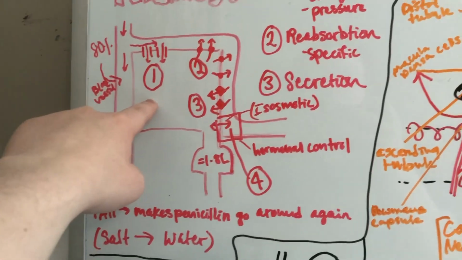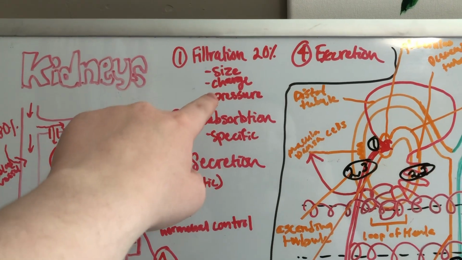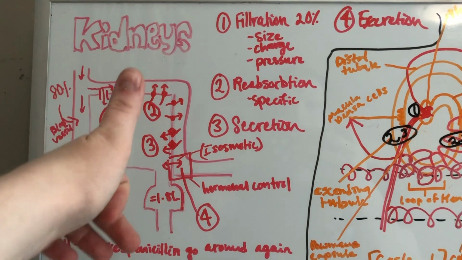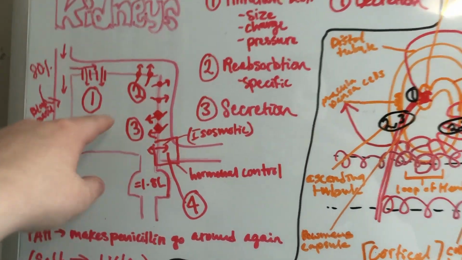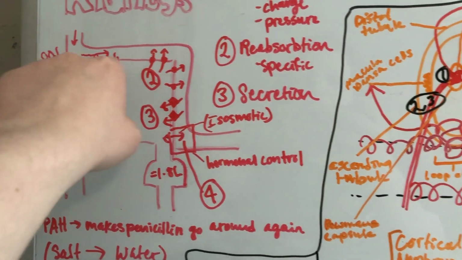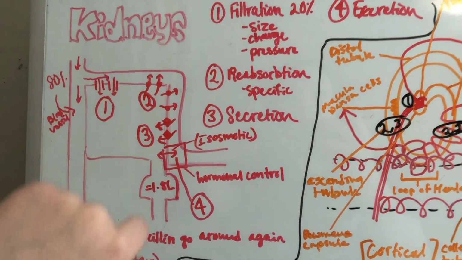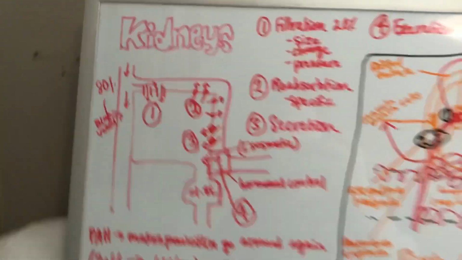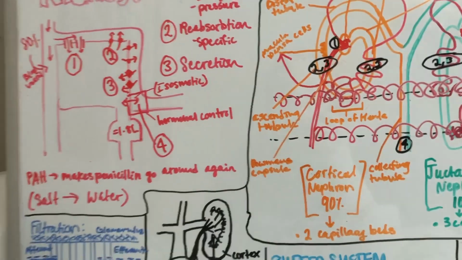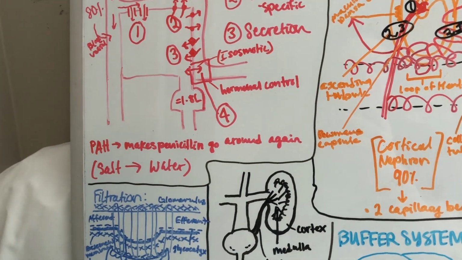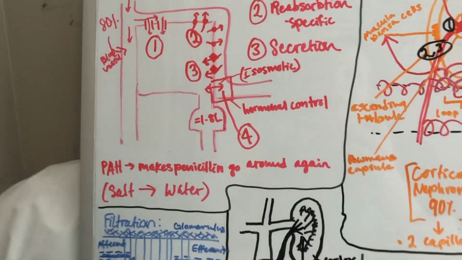And our first step is going to be filtration, and this is 20%. So this is taking into consideration size, charge, and pressure. And then we have number 2, we have all of these outlets right here, and that's reabsorption, and that's specific to the different, what's the word I'm looking for? Metabolites.